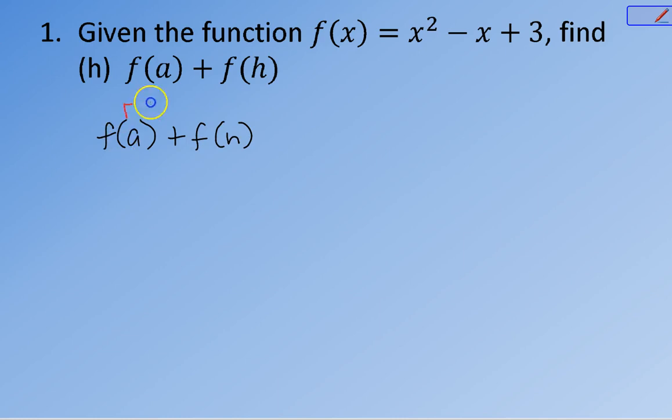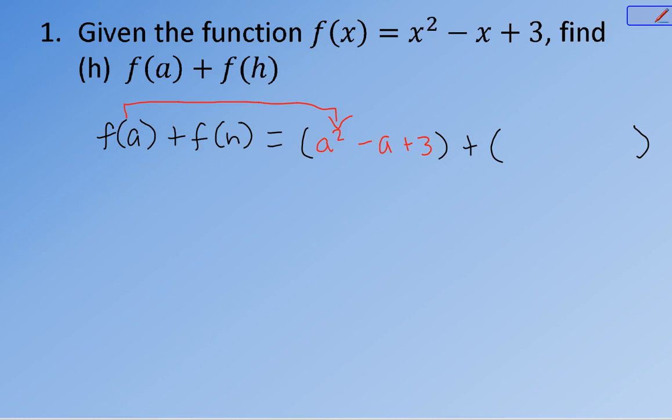So f of a is going to go right here. And I'm replacing f of a with a trinomial. So I'm going to open up my set of parentheses, and then I'm going to open up another set of parentheses to put my other function in. So the f of a, we already did that. What's the f of a? A squared minus a plus 3. All right, so that's the f of a.